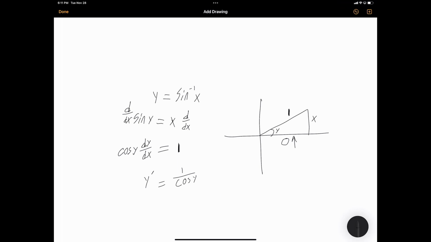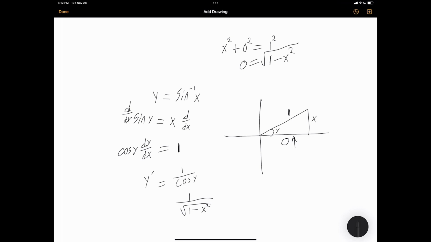So what is that? If you'll notice, 1 squared is the hypotenuse that goes here. Pythagorean theorem: x squared plus o squared is equal to 1 squared. Well, 1 squared we know is 1, so o squared equals 1 minus x squared. Take the square root, and that's equal to o. So we have 1 over the square root of 1 minus x squared.